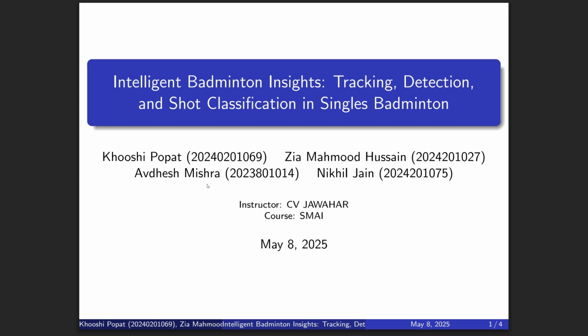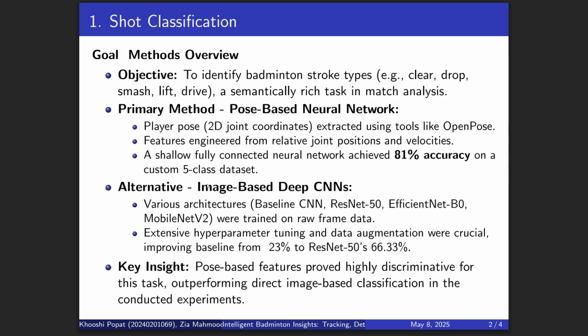First, we will discuss shot detection, and our main objective is to identify the stroke types, the types of badminton shots, which for example are clear, drop, smash, lift, drive, etc. We did 18 different types of shots, and we systematically analyzed each of the matches. Our primary method: first, we detected the player's position using tools like OpenPose. Then we used feature engineering for relative joint positions and velocities, and we found that our accuracy reached 81% when we used the connected neural network.